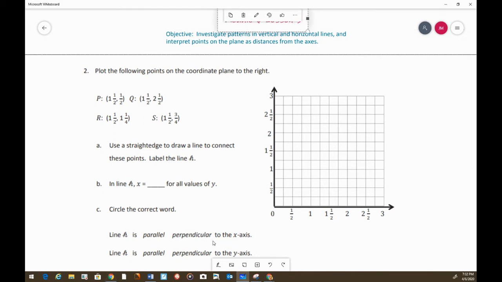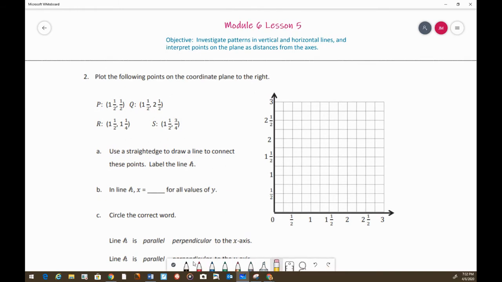Today it's Module 6, Lesson 5. Look at this, that's where we are right now. It's very similar to the first ones that we did. We're going to look at patterns in vertical and horizontal lines, and interpret points on the plane as distances from the axis. This is the one part that might be a little bit complicated, but you will get it. All right, let's do this.